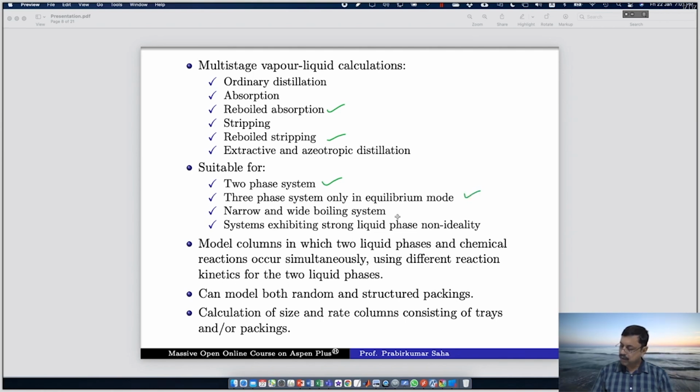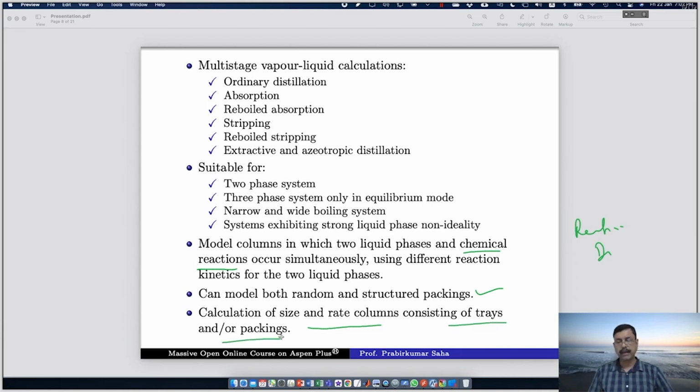It is suitable for two-phase system, three-phase system only in equilibrium mode. It's suitable for narrow and wide boiling system. It can model columns in which two liquid phases and chemical reactions occur simultaneously using different reaction kinetics for two liquid phases. And you know that chemical reactions can occur in distillation, that is called reactive distillation. It can model both random and structured packing. A few glimpses have already been demonstrated. And it can also calculate the size and rate columns consisting of trays and or packings.